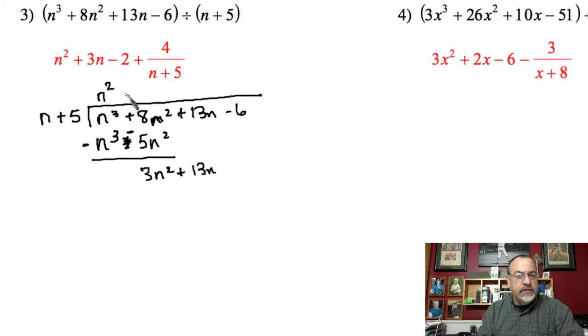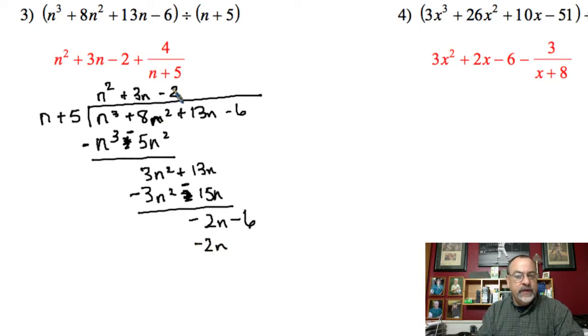N goes into 3n squared 3n times, because 3n times n is 3n squared. 3n times 5 is 15n. Remember to change the sign of both. Okay, so that's 0. And 13 minus 15 is negative 2n. Bring down the 6. N goes into negative 2n, negative 2 times. Negative 2 times n is negative 2n. Negative 2 times positive 5 is negative 10.